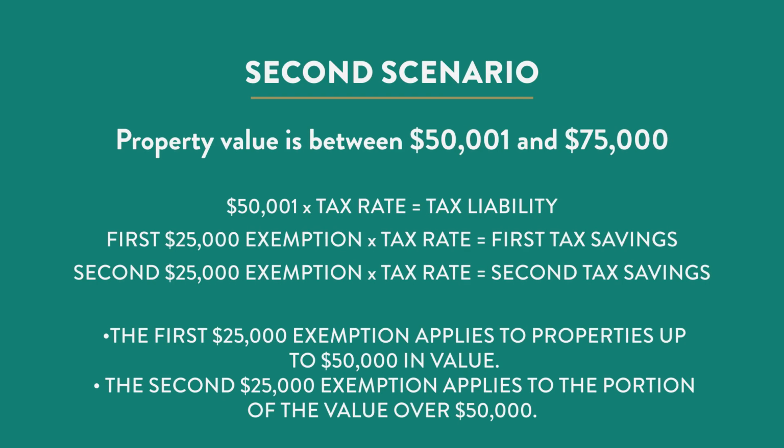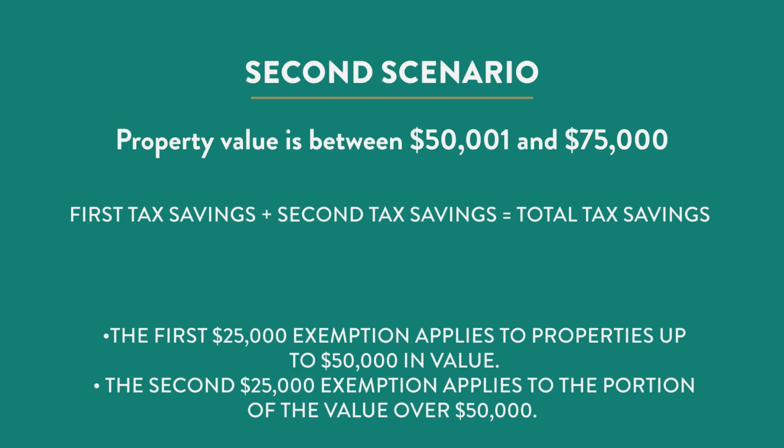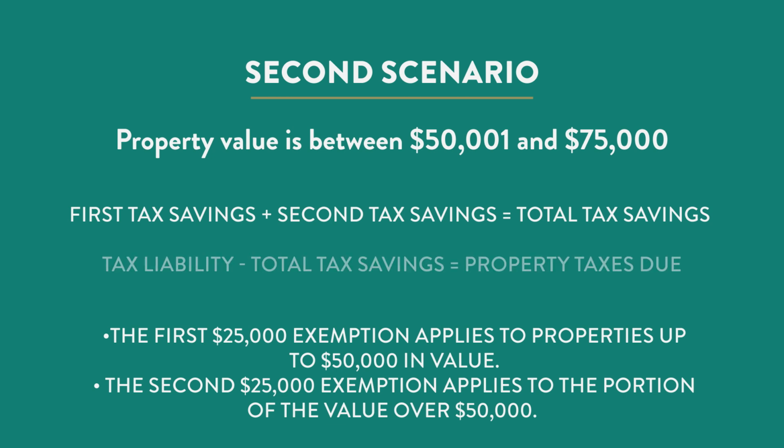Then we're going to take that second $25,000, multiply it by the tax rate, and that will equal our second tax savings. Now this tax savings applies to the city and the county only, not the school board. Then we add tax savings 1 plus tax savings 2, and that will equal our total tax savings. So we've got our full tax liability that we started out with based on the value of the property, minus the total tax savings, and that will equal the property taxes due.